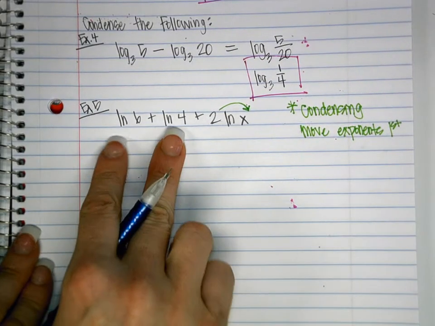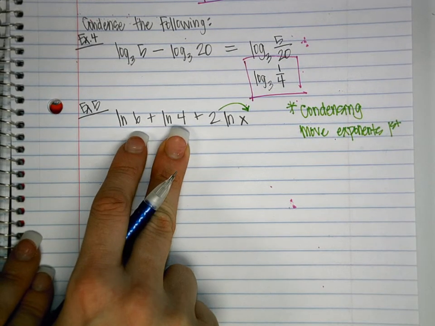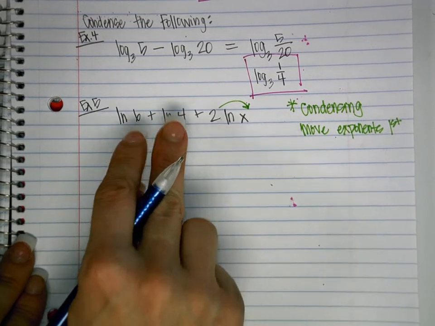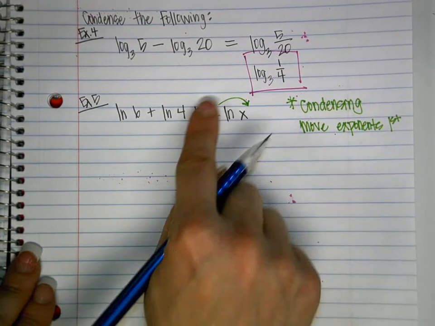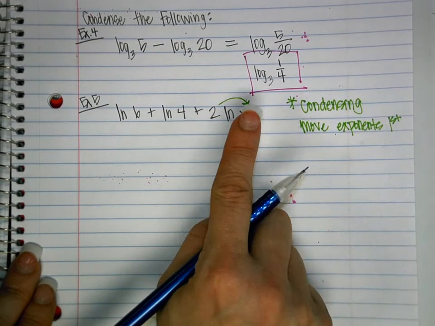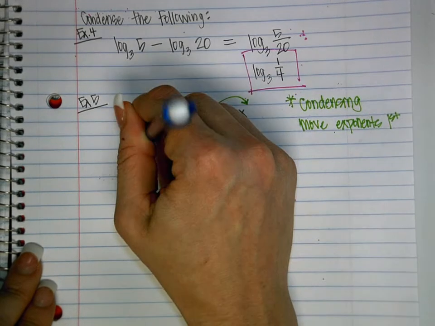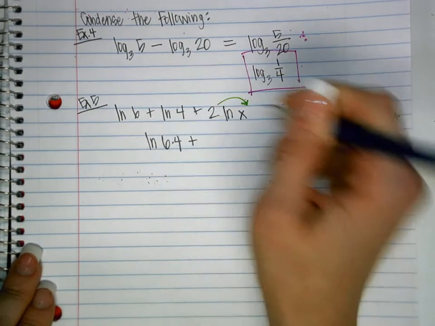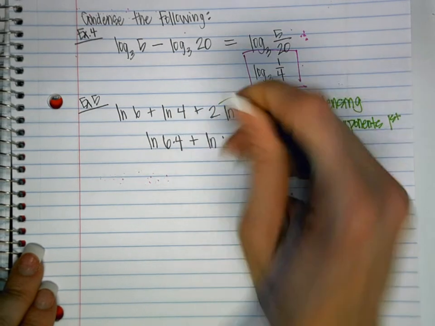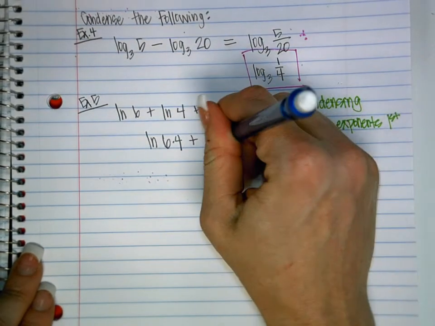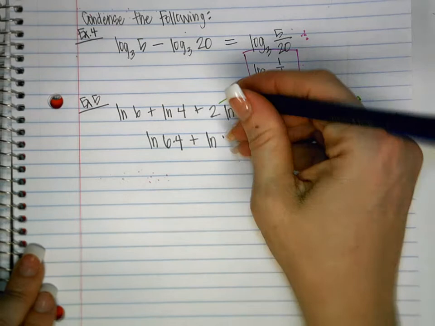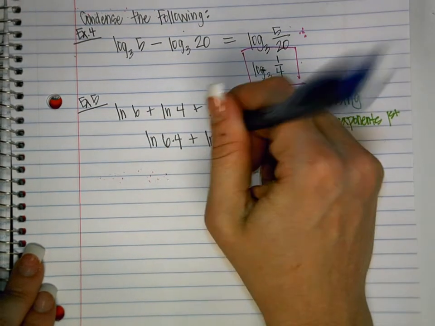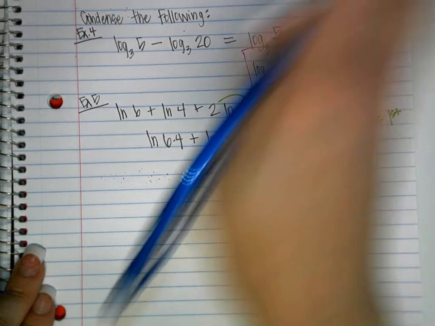What can I do with these 2 pluses? Plus becomes what? Multiplication. So I can multiply those, but I can't do anything with this natural log until the exponent is on there. So natural log 6 times 4 plus natural log x squared.